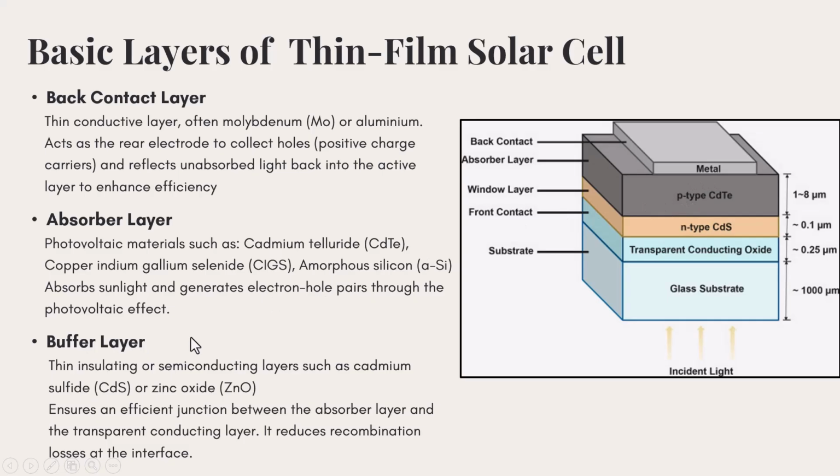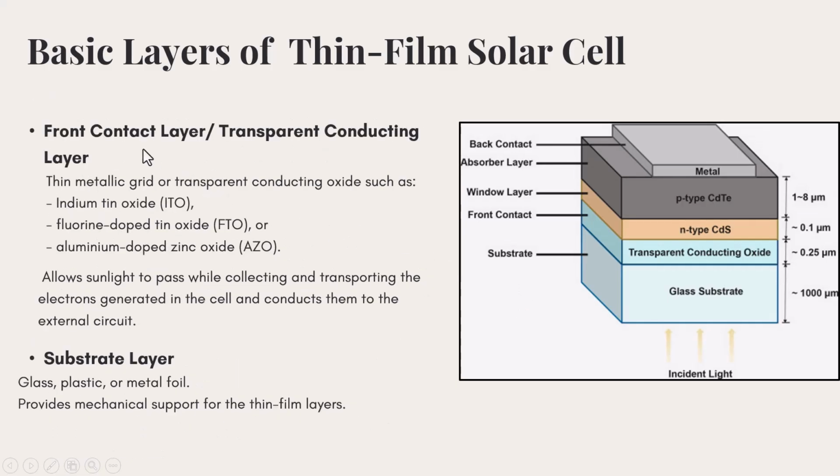We have the buffer layer. Here you can see the buffer layer was labeled window layer. Its function is to ensure an efficient junction between the absorber layer and the transparent conducting layer. So this window layer functions as a junction between the transparent conducting layer and the absorber layer, and it can be made from cadmium sulfide or zinc oxide.